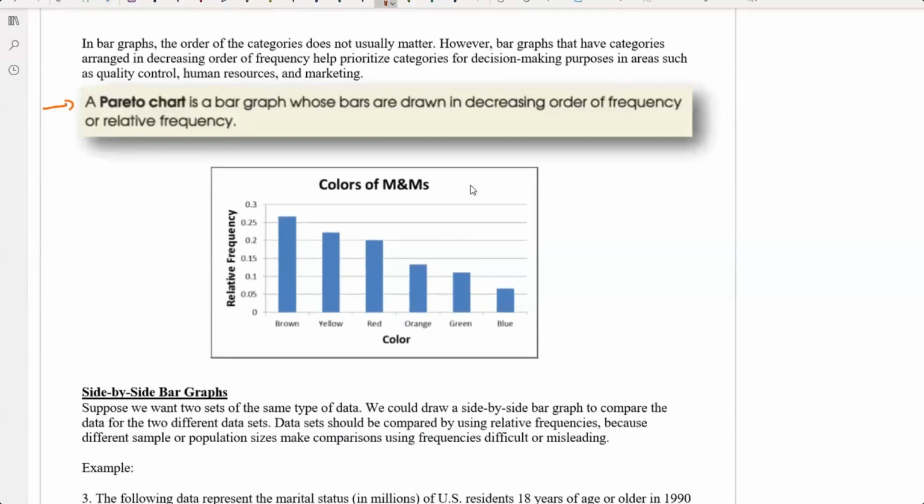So this Pareto chart is a bar graph whose bars are drawn in decreasing order of frequency or relative frequency. So this is for the relative frequency that we had on the previous bar graph. And you can see that instead of having blue here and then green, now we have green, and after that we have blue. So we changed the order to have decreasing order for this relative frequency.